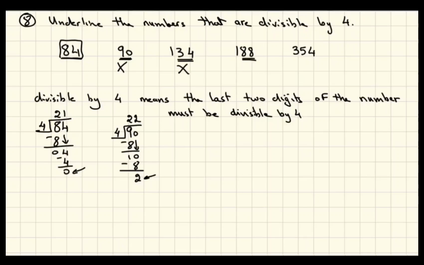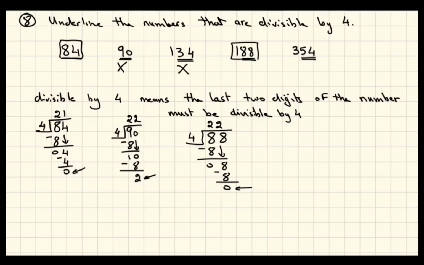88, I look at 88. Is it divisible by 4? Yes, it is. If you notice, 88 is divisible by 4 because 8 is divisible by 4 and 8 also. But if you're not sure, you double check. 4 times 2 is 8. And 4 times 2 again is 8. If you get the remainder 0, it means this number is divisible by 4. Done.